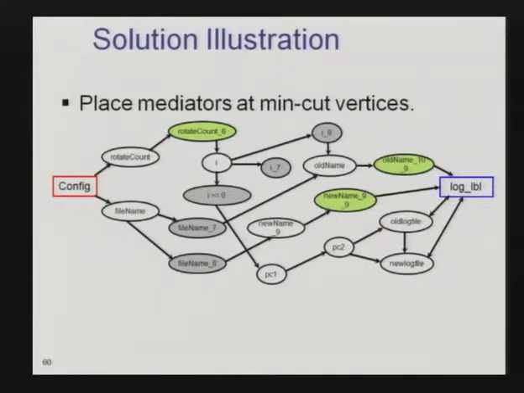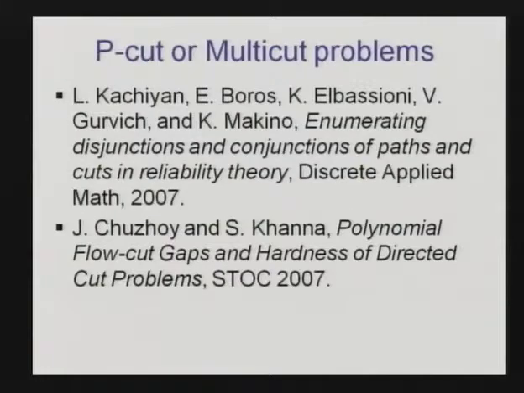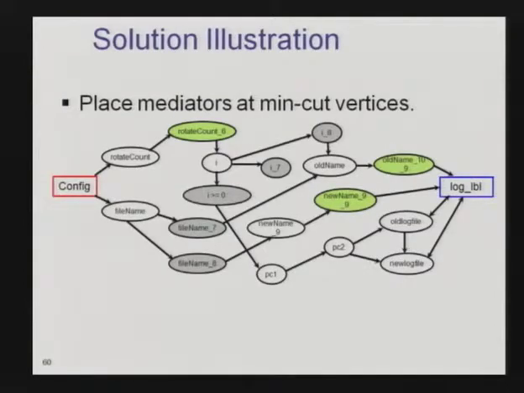Now notice that min cut you can do in polynomial time if you just have high and low. But real security lattices don't just have high and low, you have multiple lattice levels. So you have to generalize this problem. Min cut is not enough. A general lattice has more than 2 elements, so you have to look for a min cut that separates pairs of elements in the lattice such that L1 is not less than L2. In the case of high and low, it was just high and low, but in a general lattice, you have to separate out any incomparable things. The basic idea is the same: here there were 2 things you want to separate, and in a general lattice there will be more than 2.